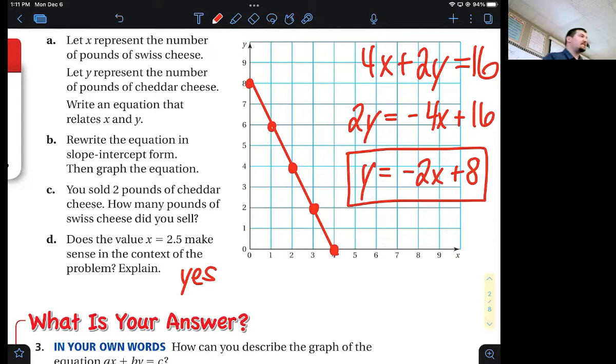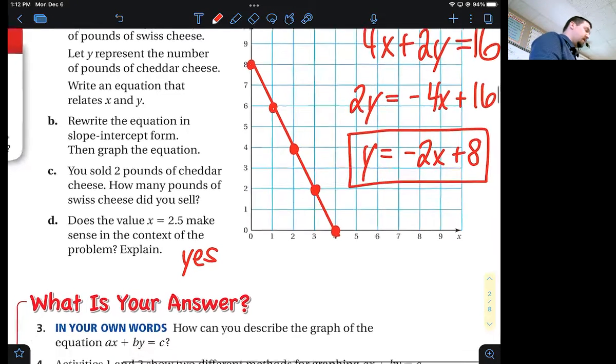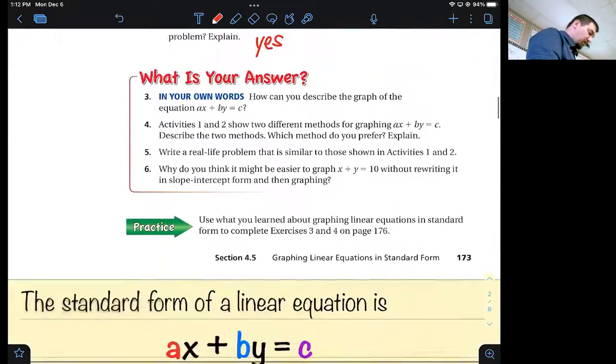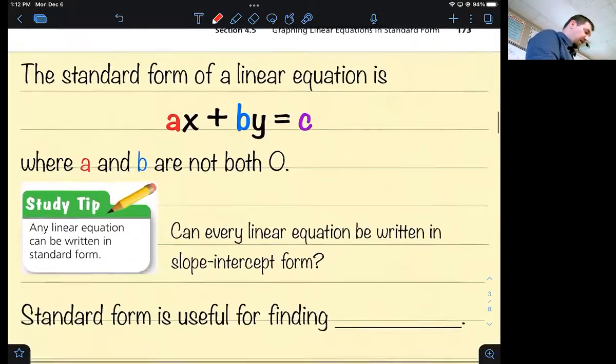Okay, yeah, this is not a discrete function. This is continuous. I can sell a half pound of cheese or 2.5 pounds. Okay, we're gonna skip all that. We're gonna move down to our actual notes then.